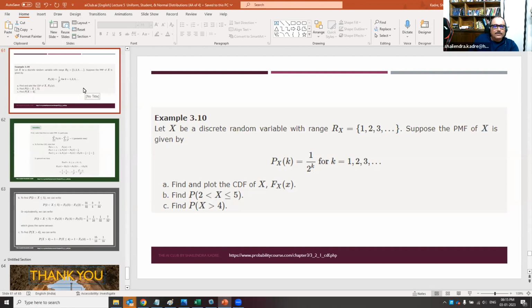Okay, so I'll start with a question. We studied a lot of PDF, the probability density function, and a lot of distributions. So now tell me, what is the difference between PMF and PDF? Can anybody tell me what is the difference between PDF and PMF?